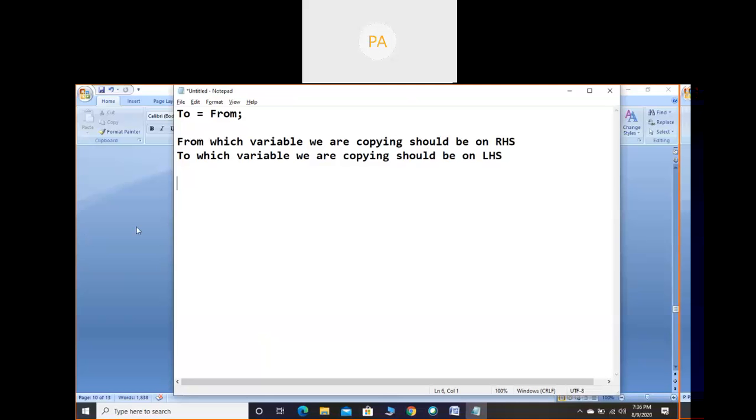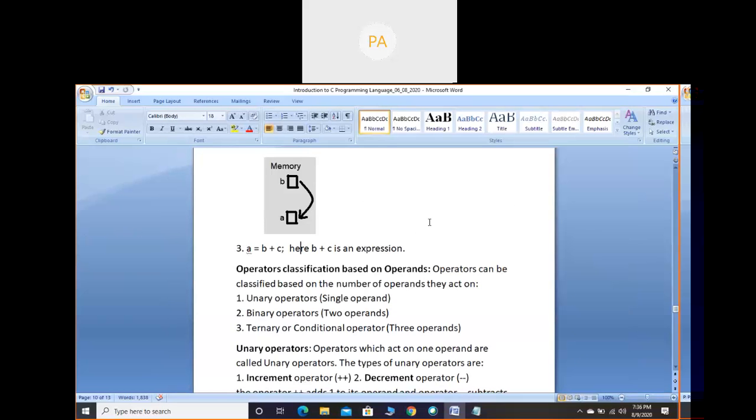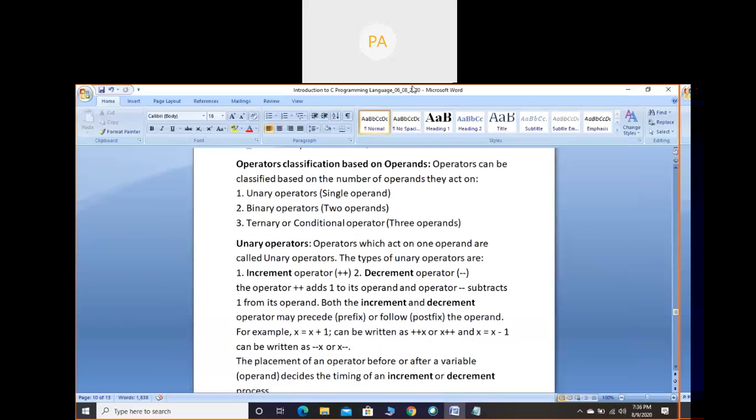Okay, so we will move further. Next comes the topic, operators classification based on operands. The meaning of this is that operators can be classified based on the number of operands they act on.